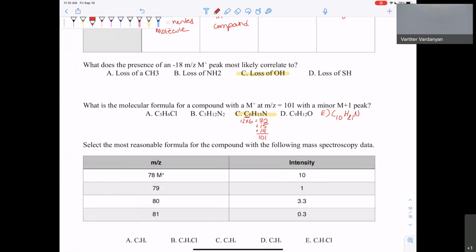Great question. If we have a nitrogen present, one nitrogen will make the mass odd. If you have 2 nitrogens, they would balance out and be even. So an odd mass equals an odd number of nitrogens. It doesn't have to be 1, it can be any odd number. I'm going to do 1, but theoretically.